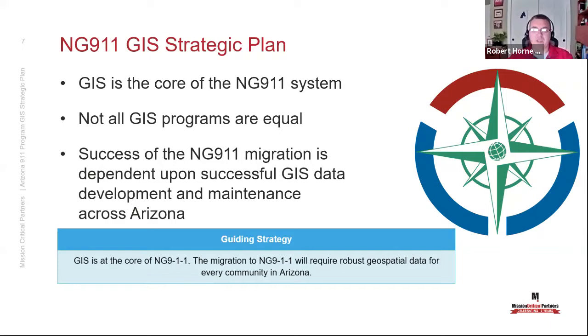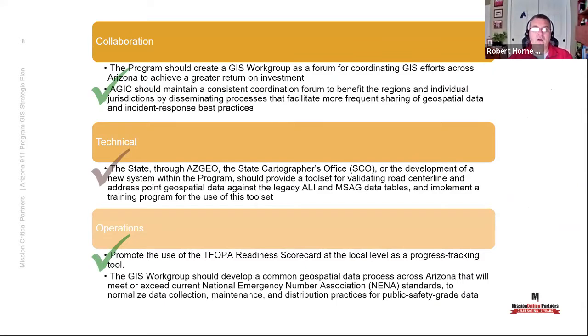So things from the strategic plan, GIS is the core of the next gen system. Not all GIS programs across the state are equal, and the success of the migration is dependent upon the locals being able to implement that GIS data. The guiding strategy remains the same. As far as what we've done along those lines, you can see that we have achieved quite a bit here.